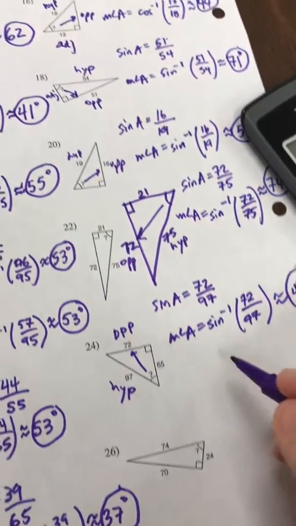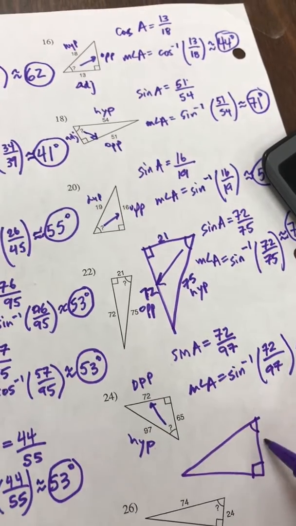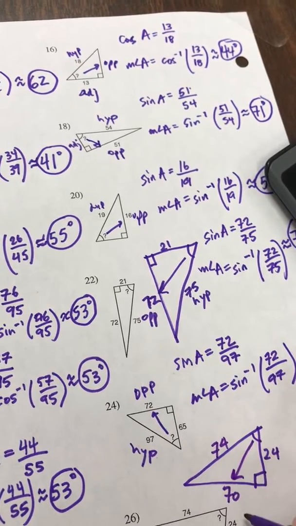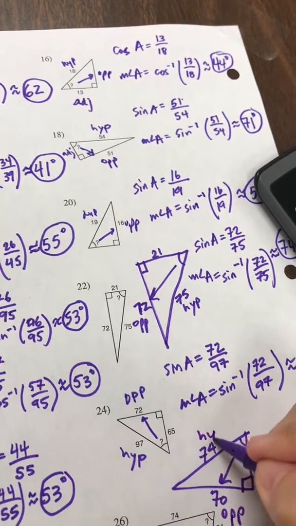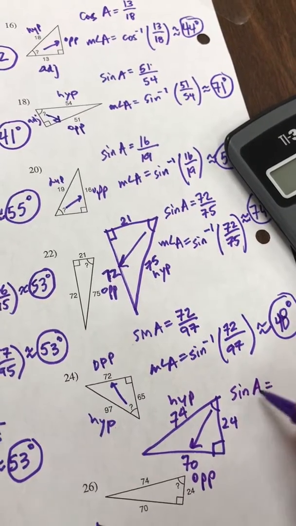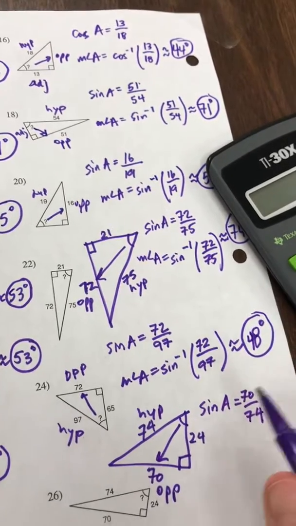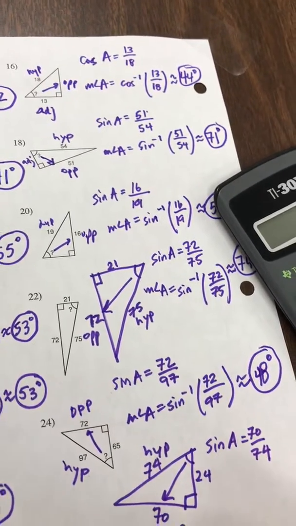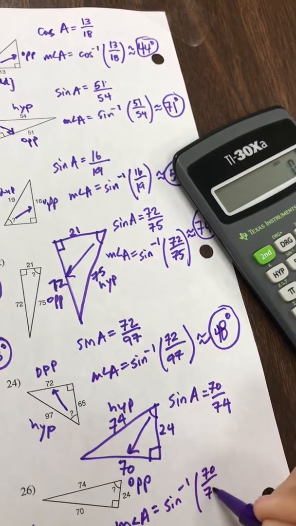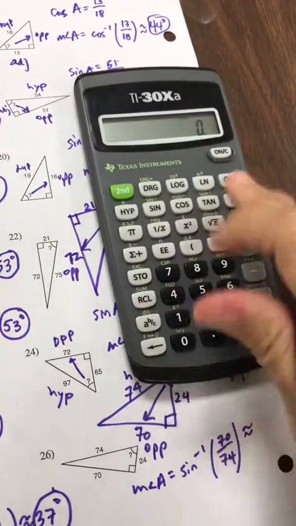It's getting a little squishy, so we're just going to redraw that triangle. This is the angle I'm looking for, 24, 70, 74. So this would be the opposite side. That's definitely the hypotenuse, the biggest number. So the sine of the angle would be opposite 70 over the hypotenuse 74. The measure of angle A would be the inverse sine of 70 over 74. Rounding to the nearest degree.